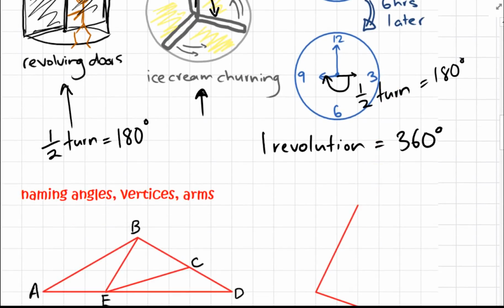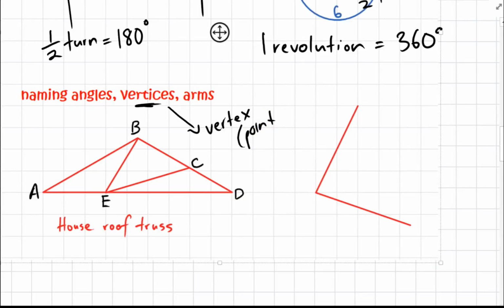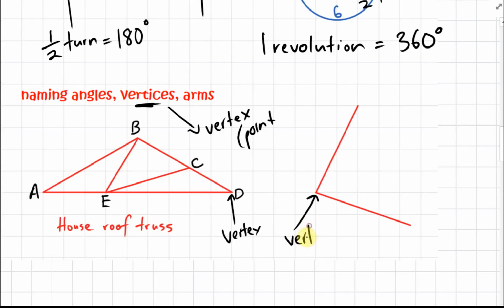Okay, let's move on and have a look at a few definitions. First of all, let's look at what the word vertice means. Vertice is plural for vertex, which is basically a point. So that point there is point D, and that is called a vertex. This point here, which is not named, is also a vertex. So if you have more than one vertex, you have vertices.